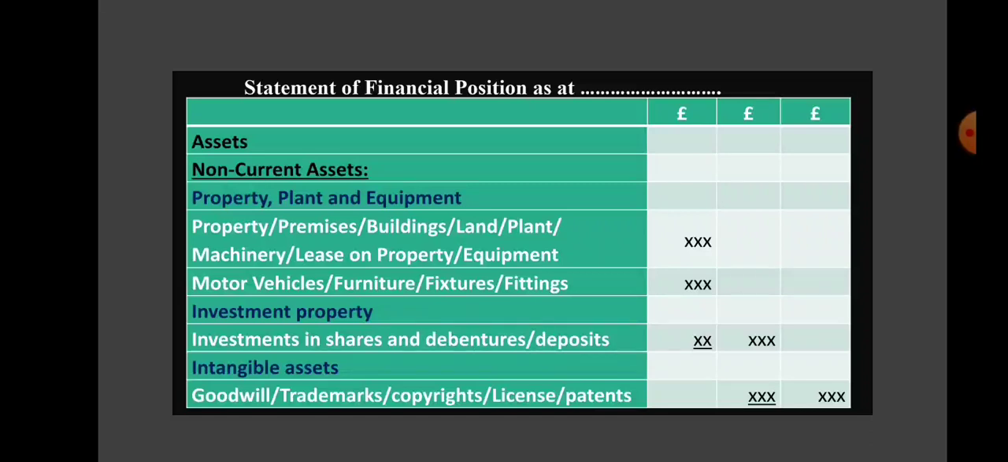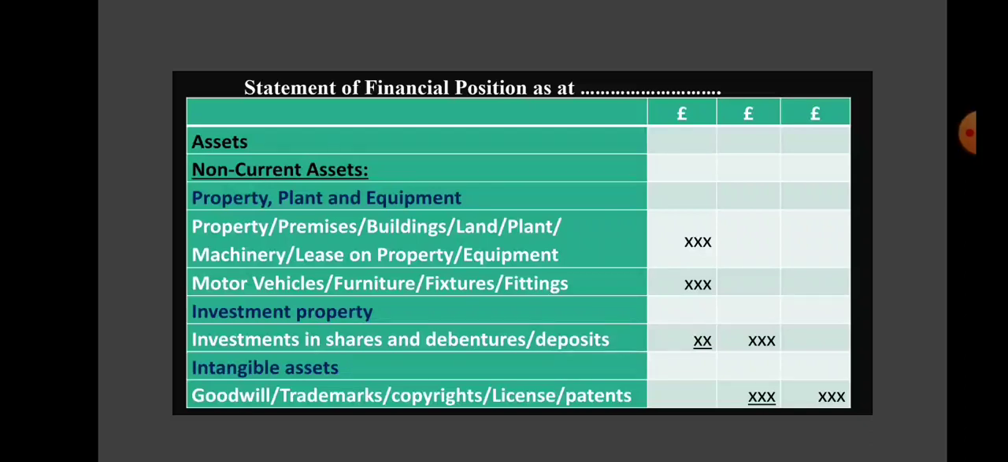Then what is investment property? Investment property is when we buy the shares of other companies or debentures of other companies, we are making an investment expecting some returns, right? So these should be shown as investment property. And also if we make some fixed deposits in the bank, we will be getting some returns like interest or dividends. So those should be shown under this heading, investment property.